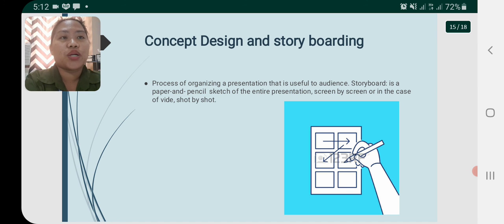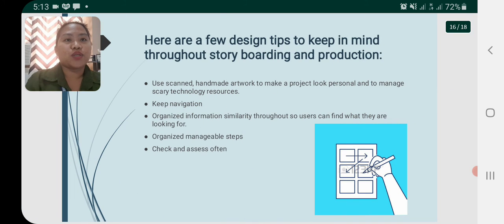Concept design storyboarding, the process of organizing a presentation that is useful to the audience. A storyboard is a paper and pencil sketch of the entire presentation, screen by screen, or in the case of video, shot by shot. Here are a few design tips to keep in mind throughout storyboarding production.